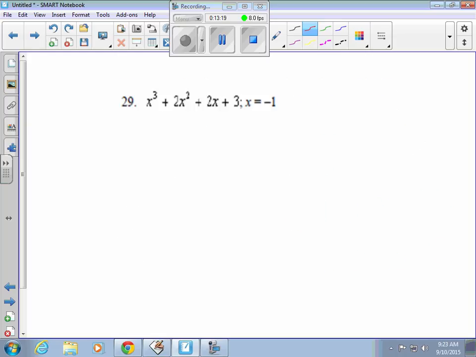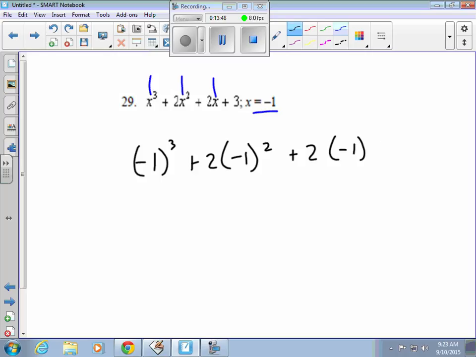And then the last one, number 29. x cubed plus 2x squared plus 2x plus 3 when x's value is -3. Again, we're plugging in a value for x, but we're plugging it into 3 different spots. So x cubed is going to become -1 cubed, and it acts like it's in parentheses just in case you don't remember to do that, plus 2 times -1 squared plus 2 times -1 plus 3. Don't forget there's a plus 3 there.